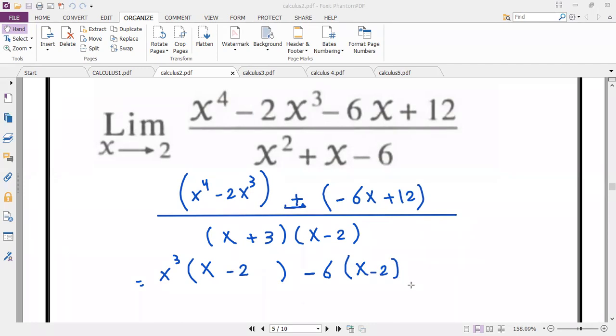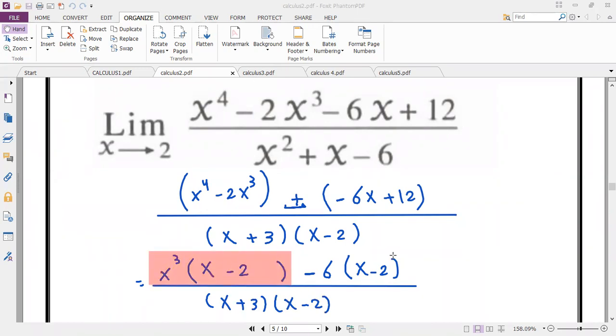All divided by x plus 3 and x minus 2. What do you notice here? We have two terms at the top. This is the first term and this is the second term. We observe that we have x minus 2. This factor is repeated, so we can take x minus 2 as a factor.